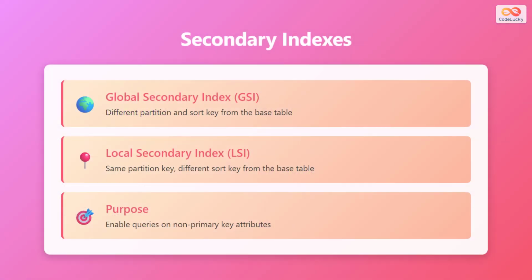Secondary indexes allow you to query data using attributes other than the primary key. There are 2 types. Global Secondary Index, or GSI, uses a completely different partition key and sort key from the base table, allowing you to query data in entirely different ways. Local Secondary Index, or LSI, uses the same partition key as the base table, but a different sort key. The main purpose of secondary indexes is to enable efficient queries on non-primary key attributes without scanning the entire table.